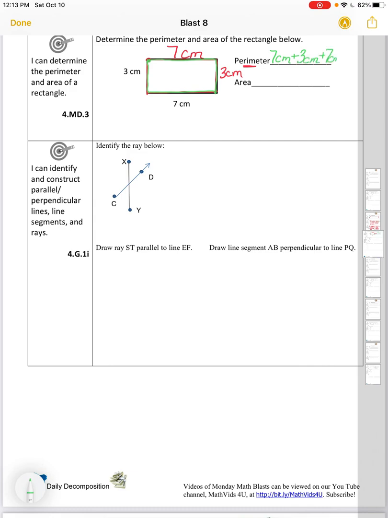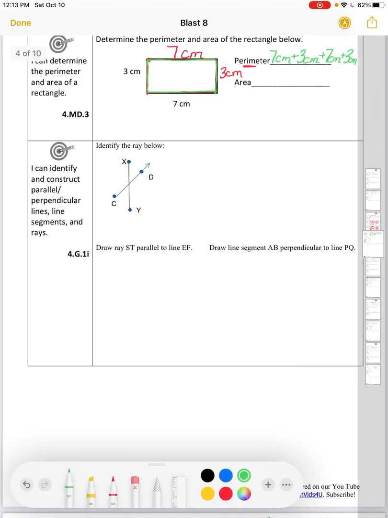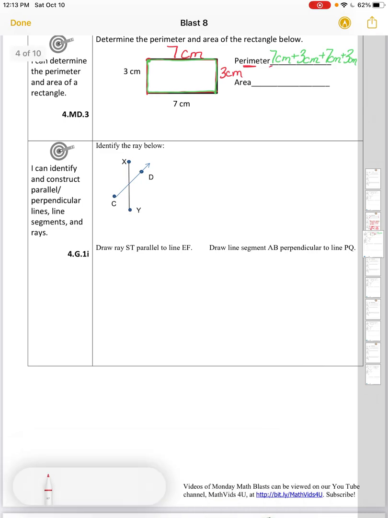So I'll write my expression here. And I know that that then is equal to 20 centimeters. All right, and let me make sure we can see my 2 there, 20 centimeters.